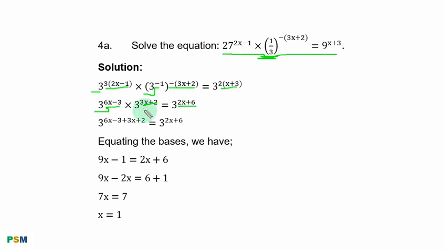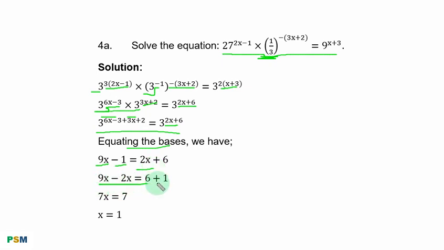You simplify the left hand side using the multiplication law of indices, which states that when numbers with the same bases are multiplied, their powers are added. After that, you equate the bases and you have the powers remaining. 6s plus 3s equal to 9s minus 3 plus 2. You have minus 1 equal to 2s plus 6 in this form.